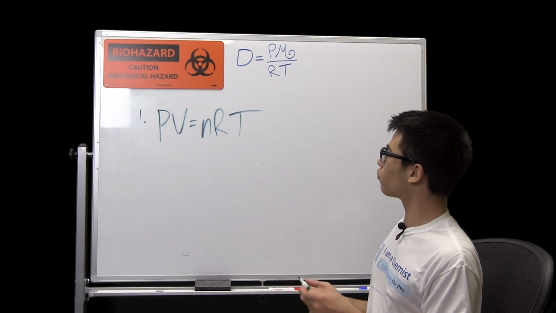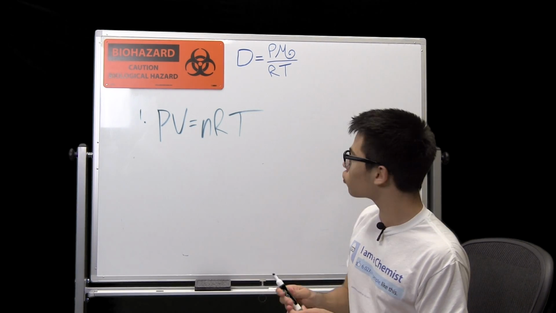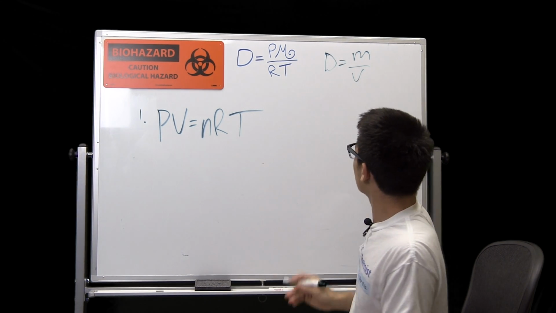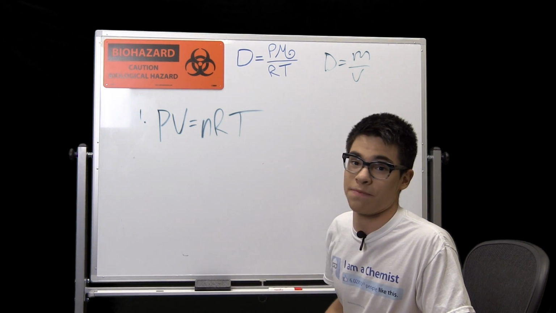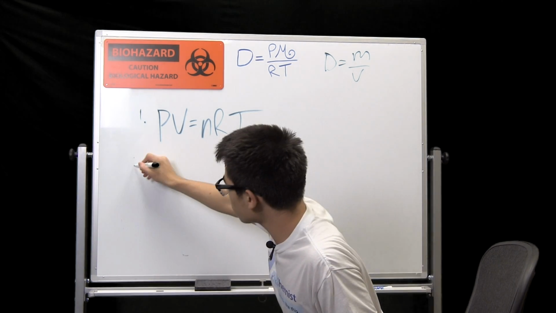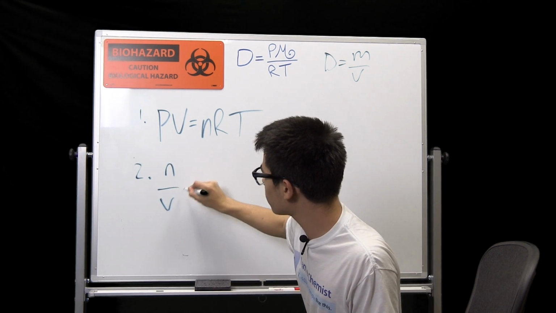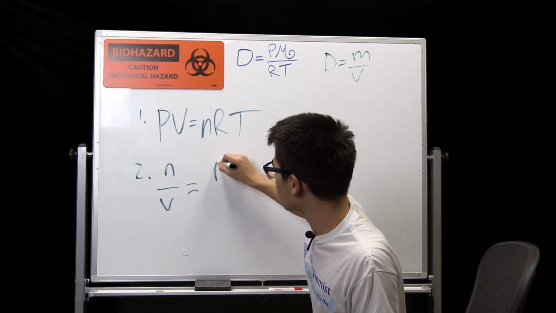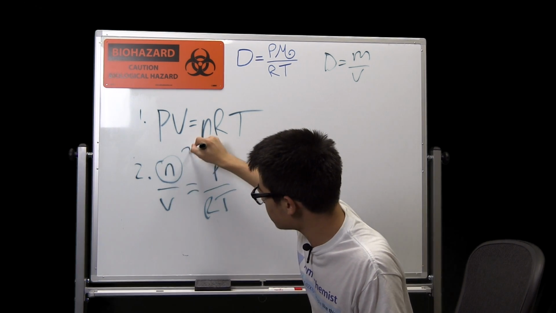Alrighty, so now we're ready to learn how to derive the density formula from PV equals nRT as promised. So really, what is density? Density is mass over volume. But you're probably thinking right now, Steven, there is no space for mass in PV equals nRT, but it's hiding, and I'll show it to you. So to get started, we're going to have to first start by rearranging this formula. So we get n over V equals P over RT.